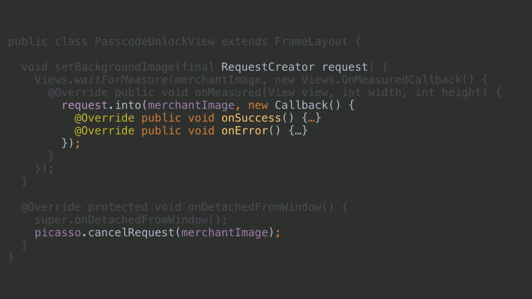Well, what actually happens is that the Picasso instance was injected by dependency injection, and so we can probably blame dependency injection for that. But what's actually going on is that when we call set background image, we pass in a request, and that request actually has a reference to another Picasso instance. And so we're canceling the request on the wrong Picasso instance. So we just had to unregister from the right Picasso instance.